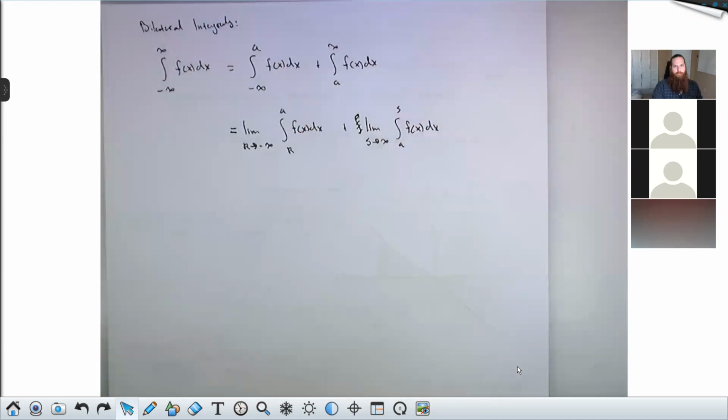And you can choose where to split. a doesn't need to be 0. Sometimes you want to split at 1 or at 5 or negative 2. But you split up an integral from negative infinity to infinity so that you only have one infinity in each integral. And then you can handle each of those according to the rules that we have from Wednesday. And then the thing to remember is if any part of the integral diverges, the whole integral diverges. Okay?